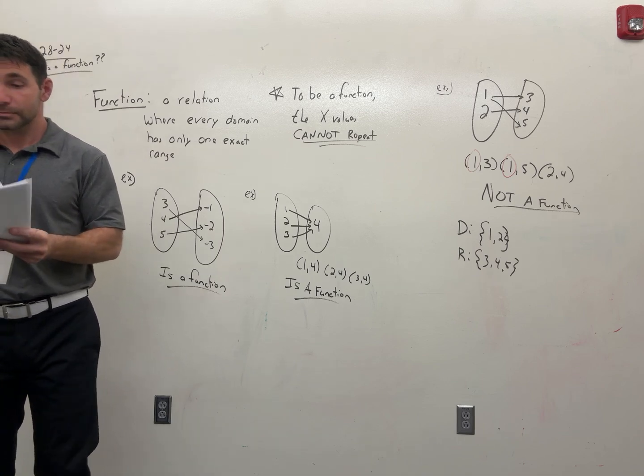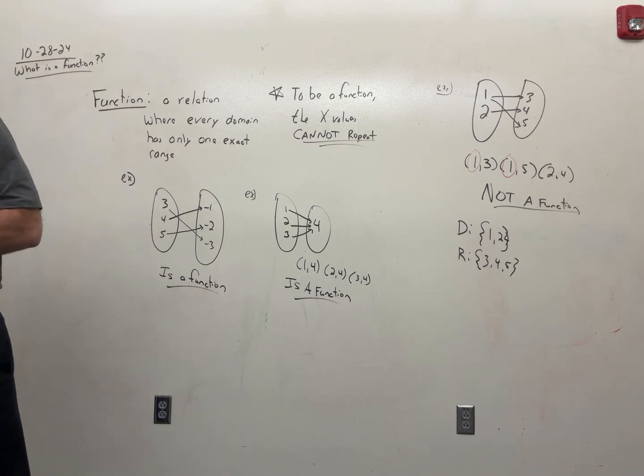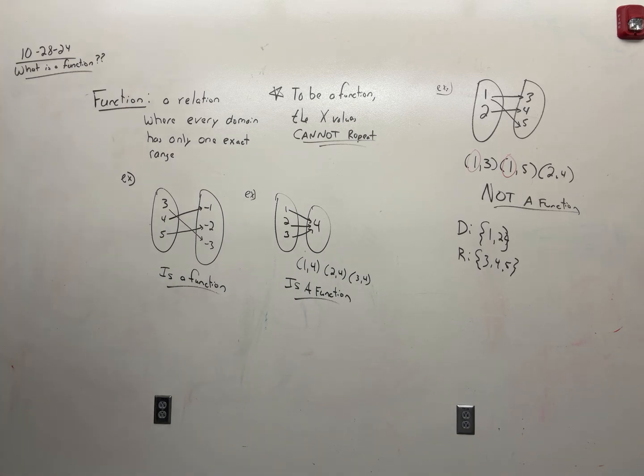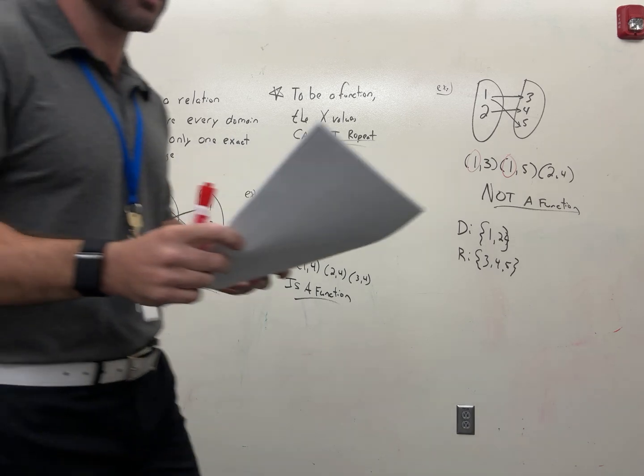Is anybody confused? What if the range is only 1? Do we just put 0? If the range is only one number, you just put that number. Okay? Go ahead and get started, y'all.